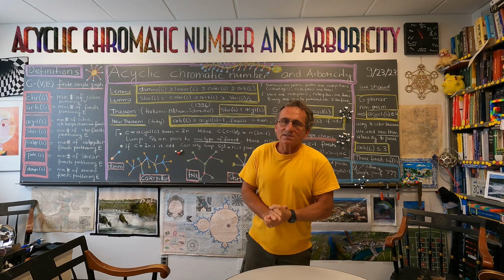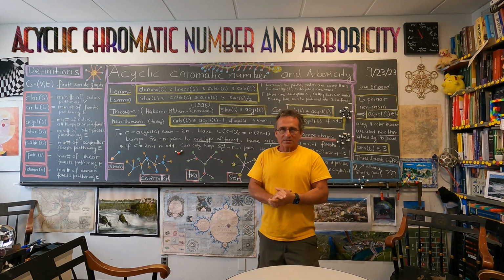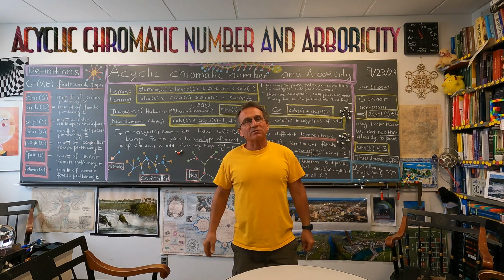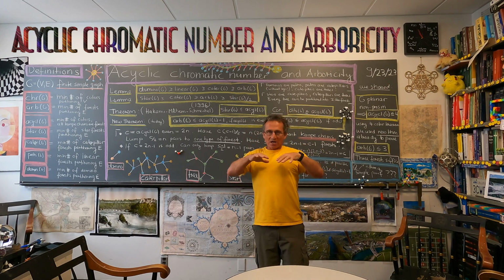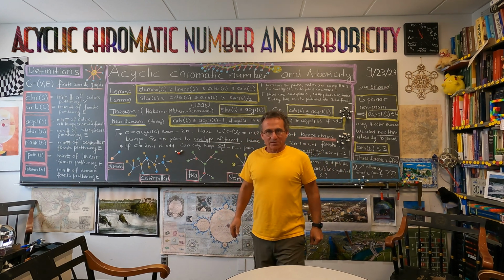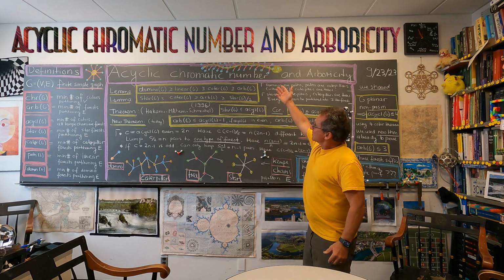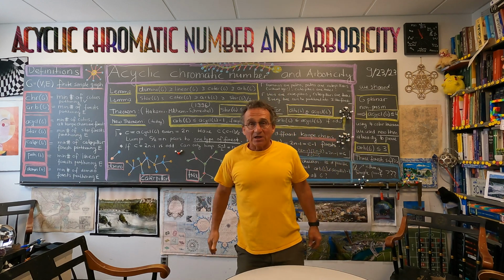Welcome. The acyclic chromatic number of a graph is the minimal number of colors one can use to color the graph such that every Kempe chain is a forest, doesn't have any closed loops. This is a notion which I only recently saw in the literature.